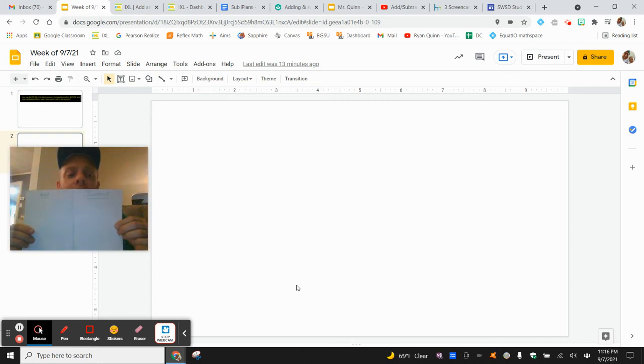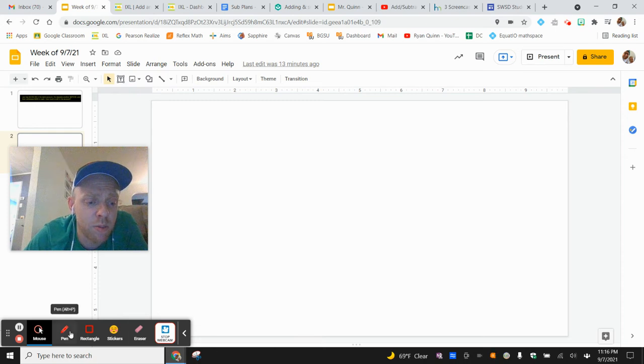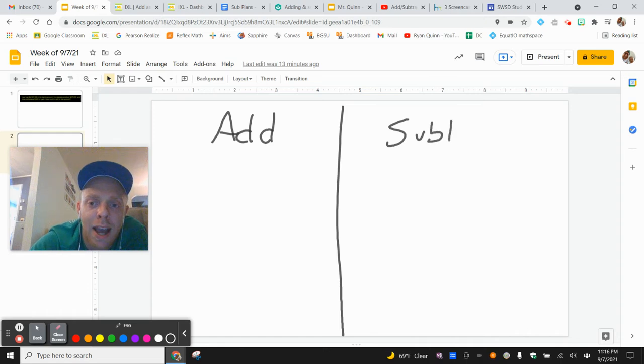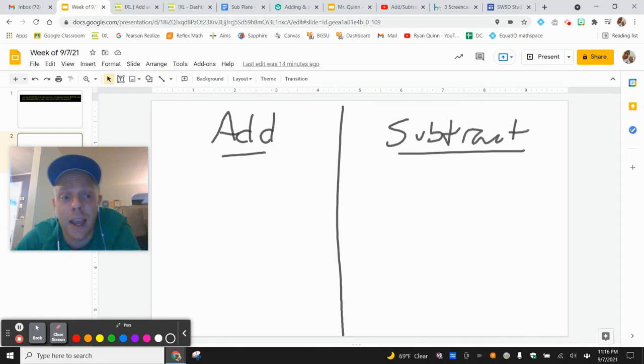So I'll make sure that you guys can see what mine looks like. It looks like this. If you're more of a visual person and you want to see this a little bit differently, I'm going to use my blank template here to show you. So add on one side, subtract on the other. Now, you are set up and ready to sort.